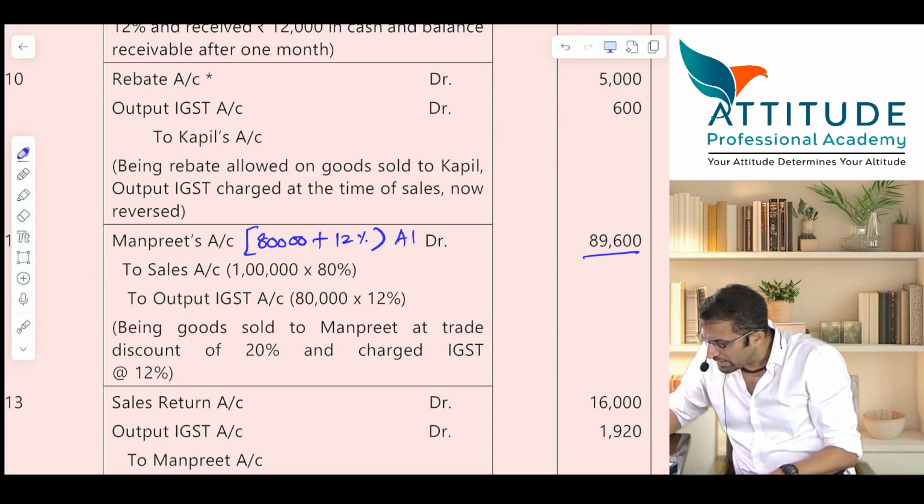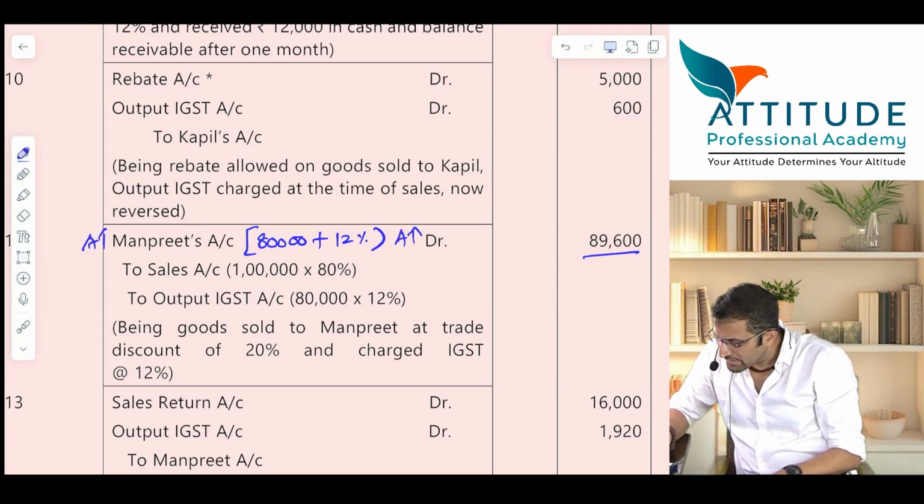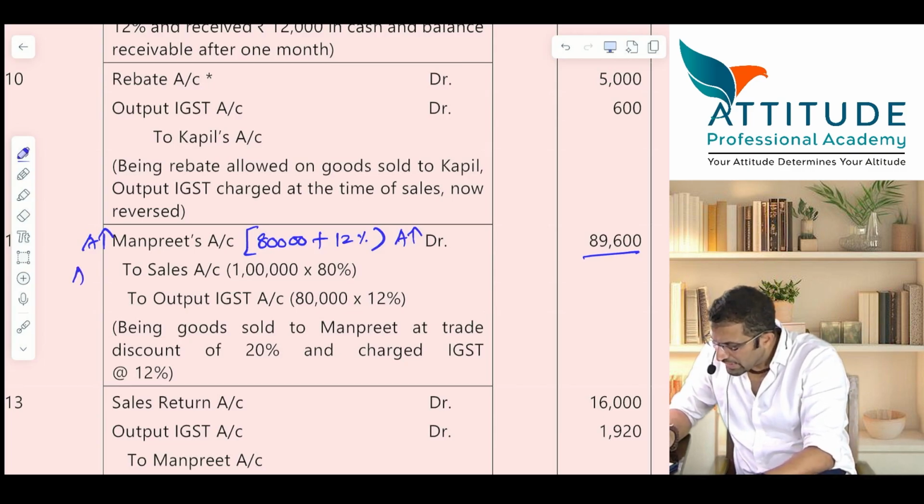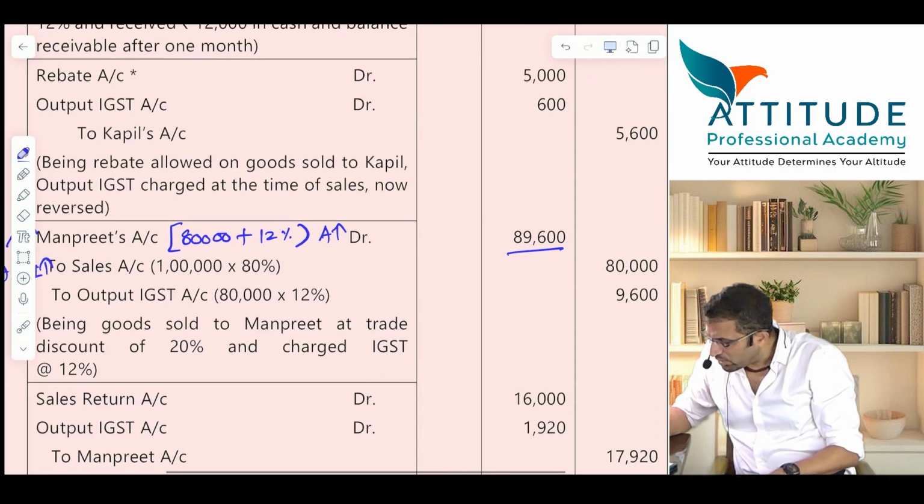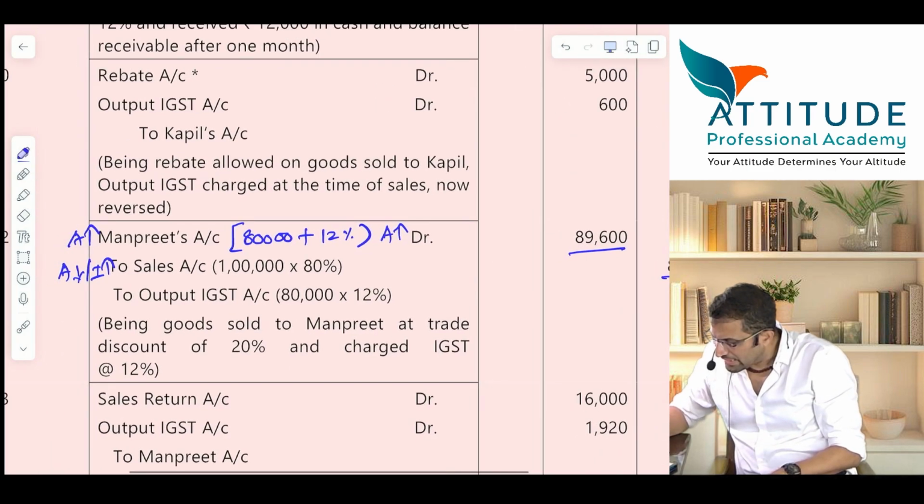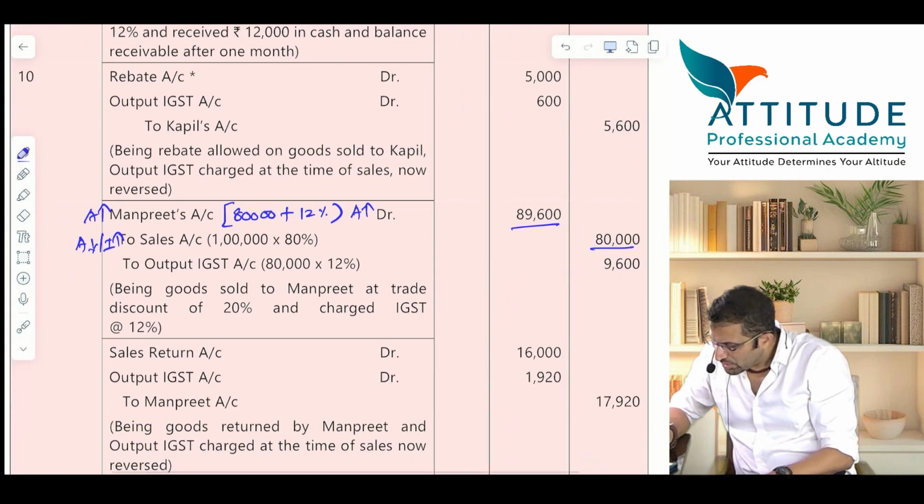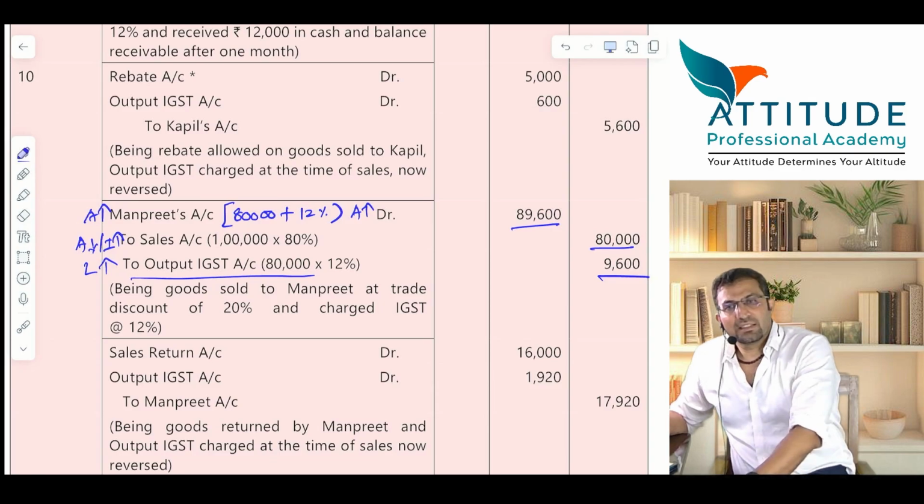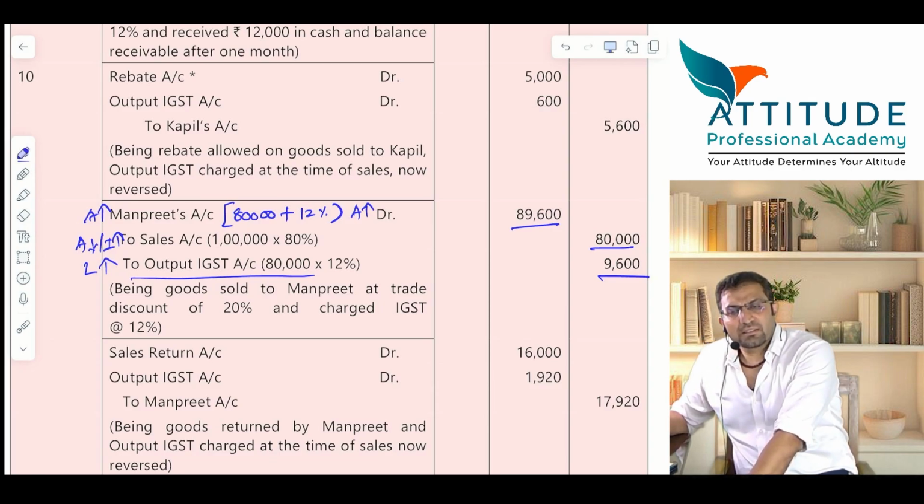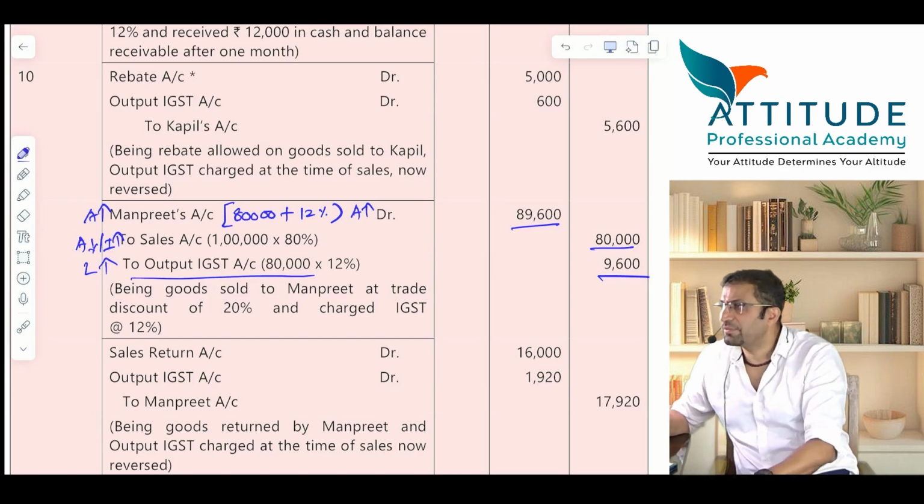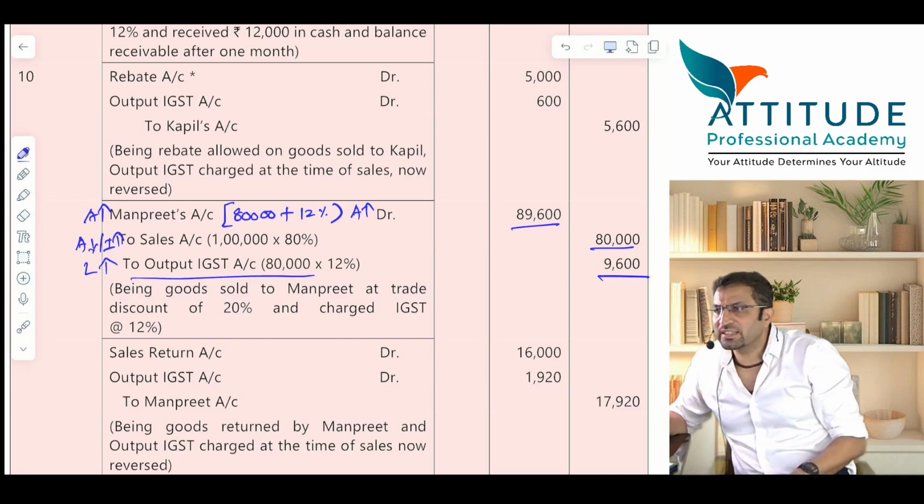Asset increases. To sales. Asset reduces or income increases. Sales will be only 80,000. Is that clear? Then tell me, output IGST liability increases. How much? 9,600. Clear? All of you got it? I have not passed the entry. I am putting it here itself. I hope all of you understood this.